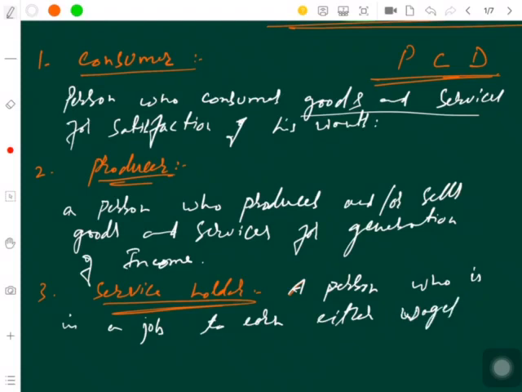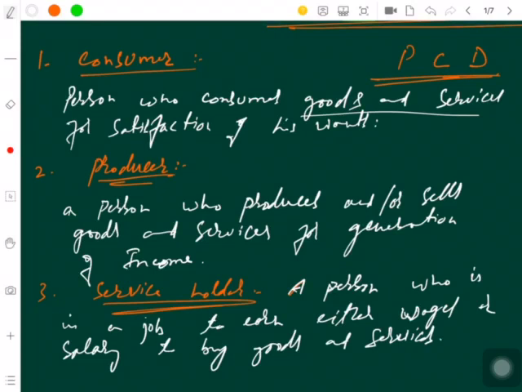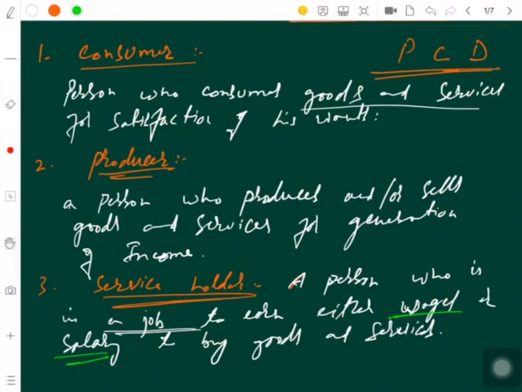Students, wages means salaries. Let me write it down. Salary to buy goods, and let us say services, also is known as a service holder. That means a consumer has to be a service holder first. By holding a service, he will do a job, and in that job he will earn some wages or salaries. Then only he will be able to buy these goods and services.